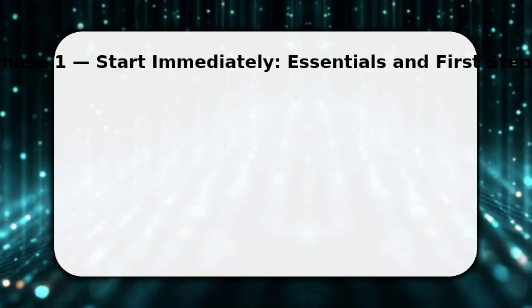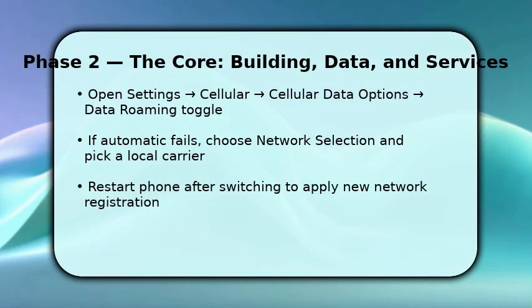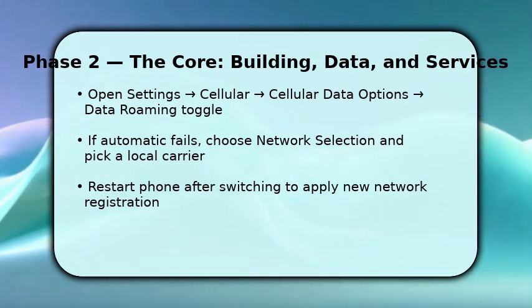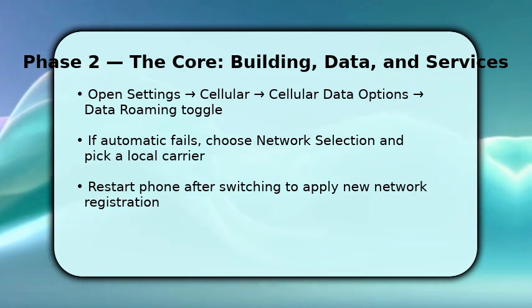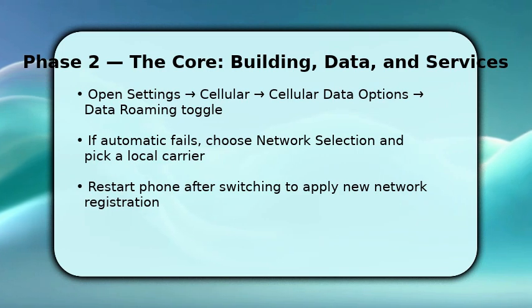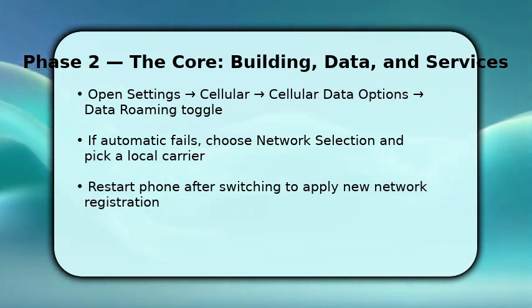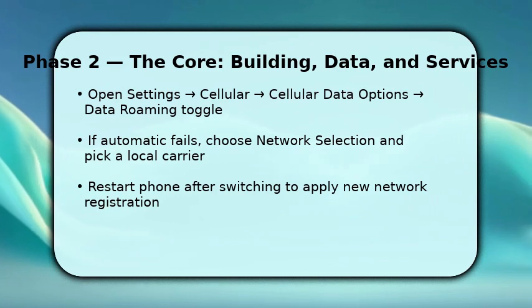You now enable roaming. Go to Settings, tap Cellular, then Cellular Data Options, and toggle data roaming on. This allows your iPhone to use partner networks abroad. If the phone does not connect automatically, turn off automatic network selection and manually pick a listed local carrier. This forces registration. Once you select a carrier, restart the phone so the SIM negotiates with the network freshly. Also, test data and calls.